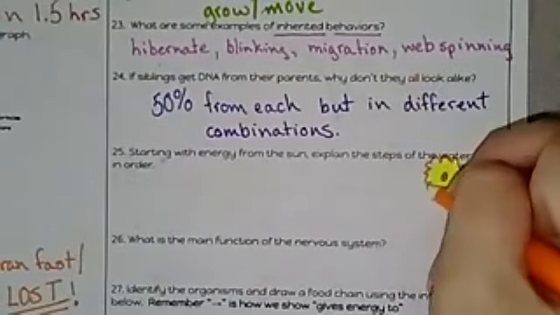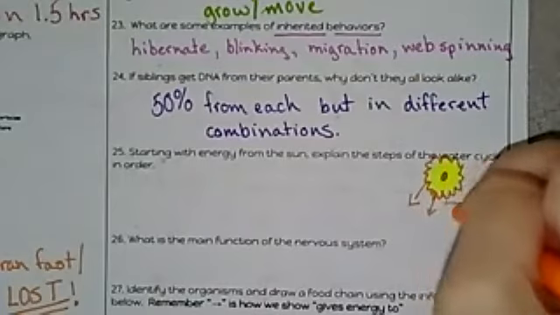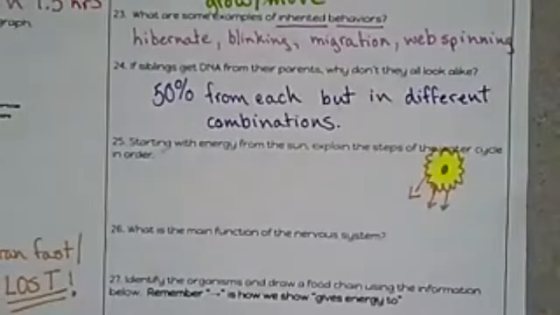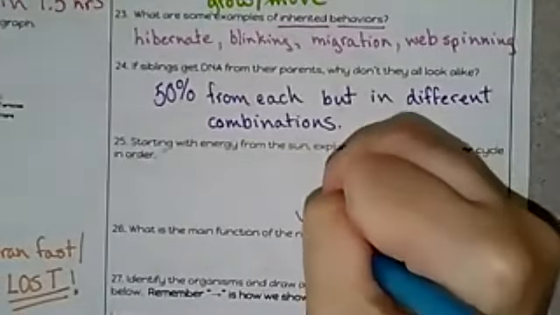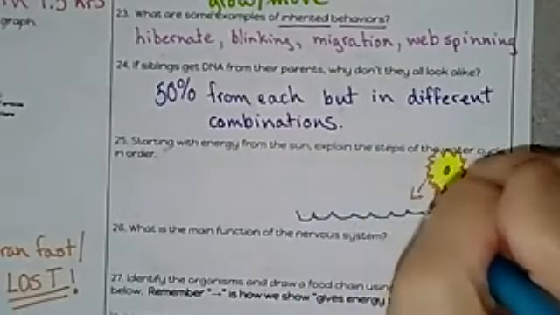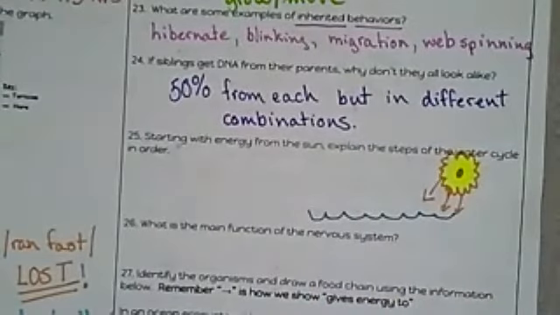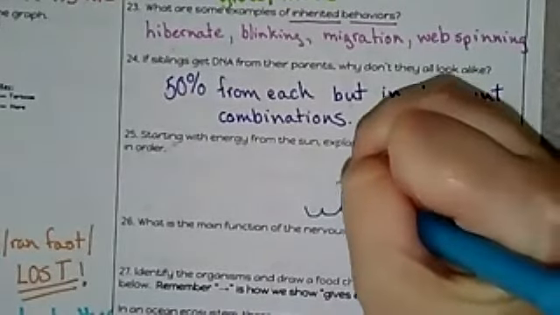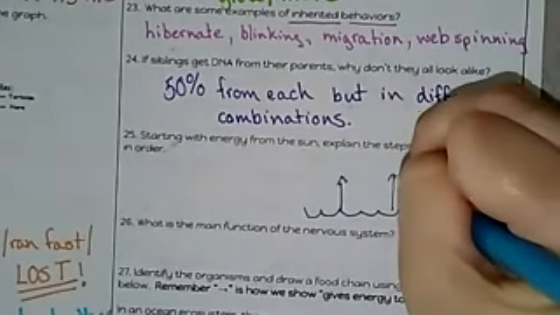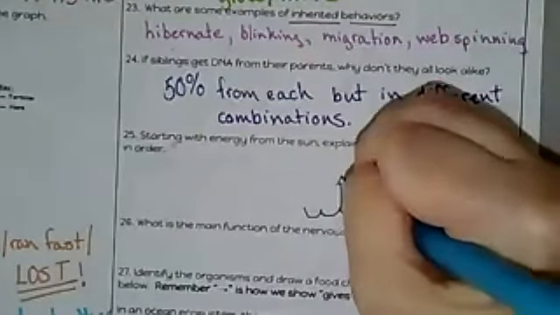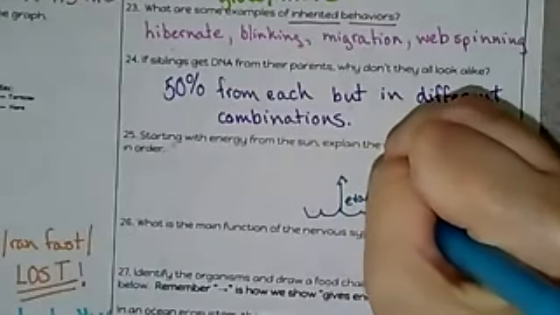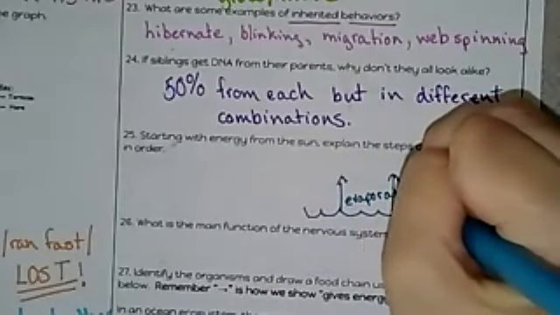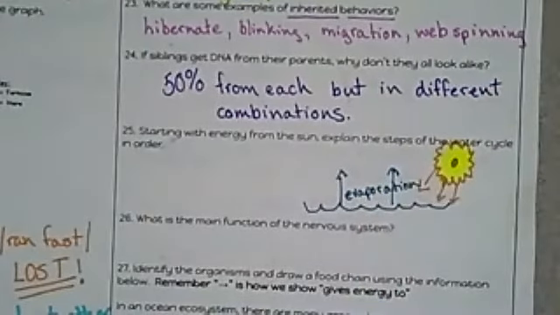The rays come down. And the rays hit the water. And it's any kind of water. It doesn't just have to be the ocean. It can be any kind of water. The water evaporates. So this is evaporation. It rises to the air.